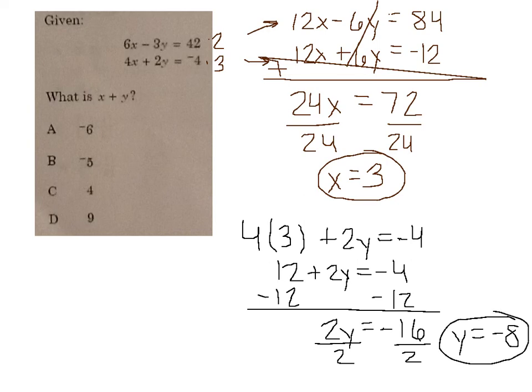So now that we have these two numbers, x equals 3 and y equals negative 8, what we have to do is add them up in order to get our final answer. So we get 3 plus negative 8, that's the same thing as 3 minus 8. So our final answer is going to be negative 5.